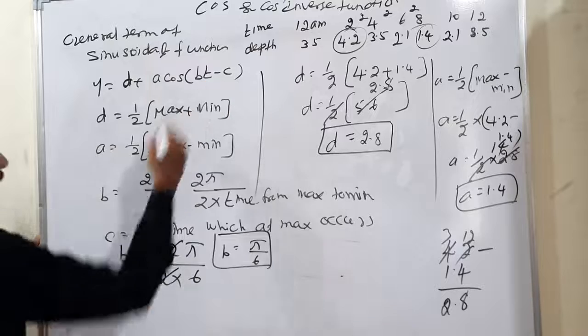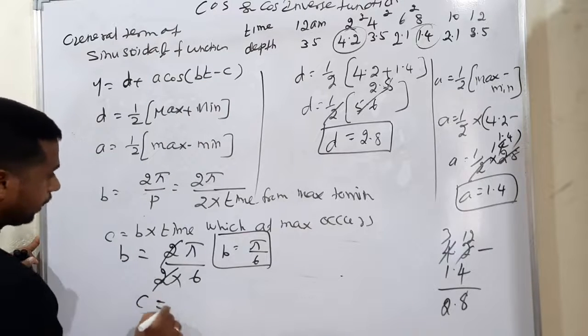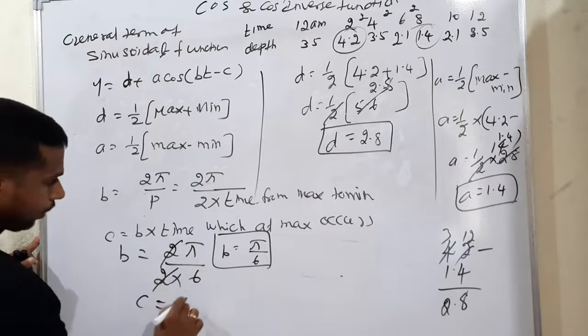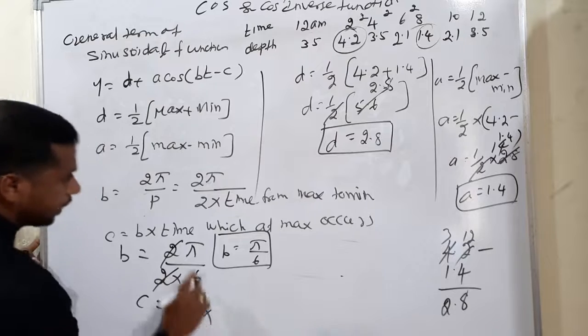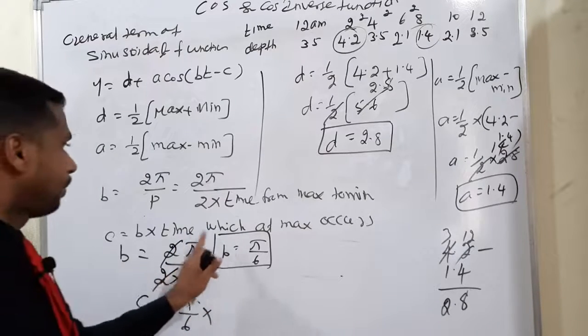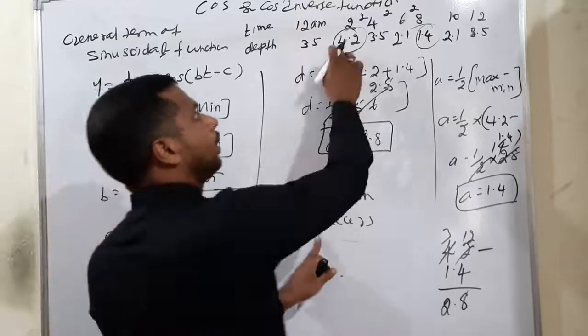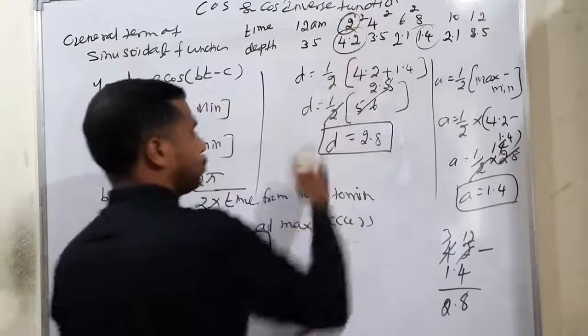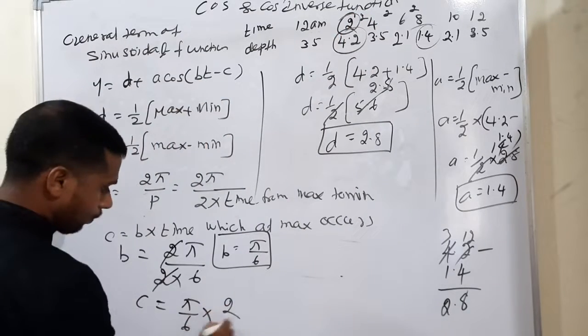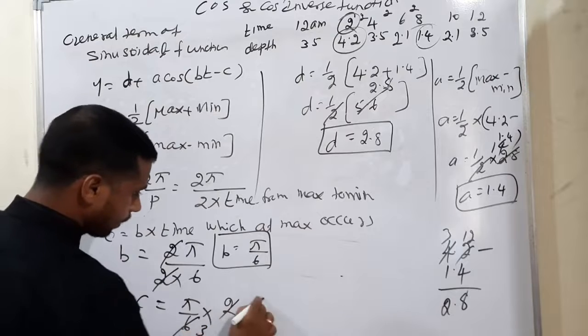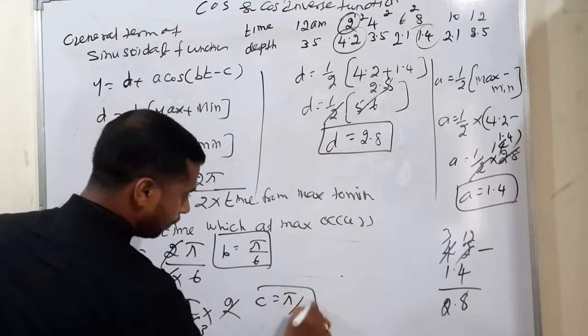Now we need the final one, C. C means B into time at which the maximum occurs. B value we already found, pi by 6, into the time. Maximum occurs at 4.2. What is the time? 2 is there. So 6 and 2 cancel, means 3 times. So C is equal to pi by 3.